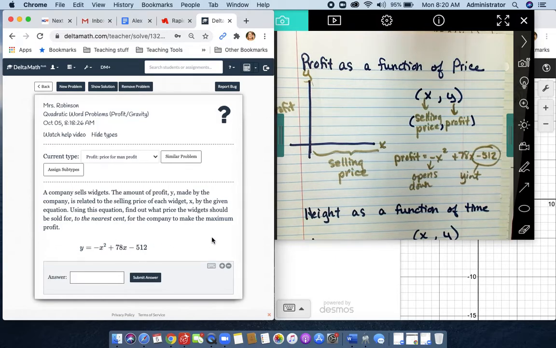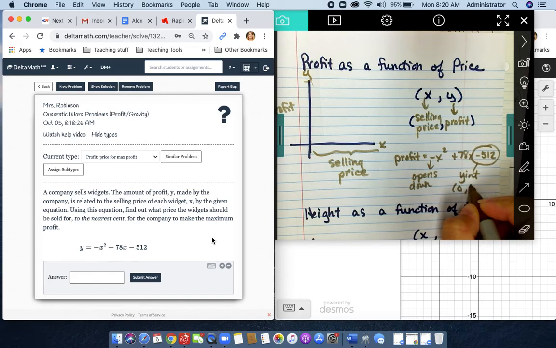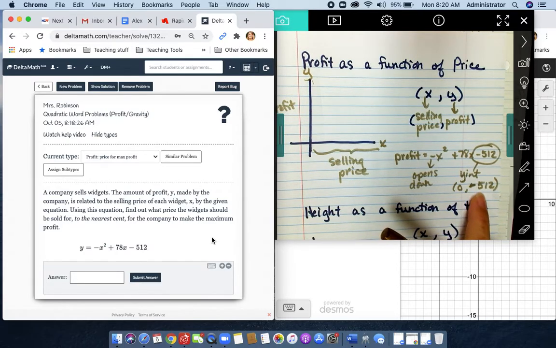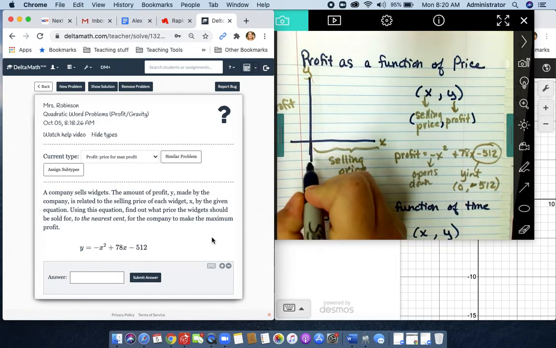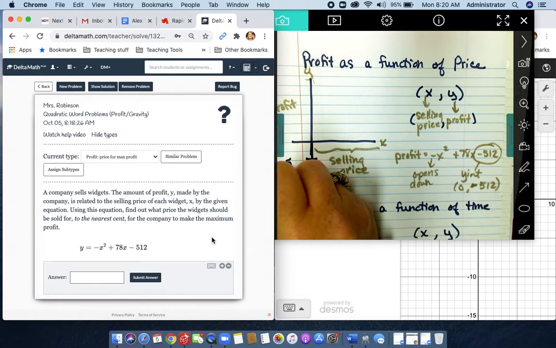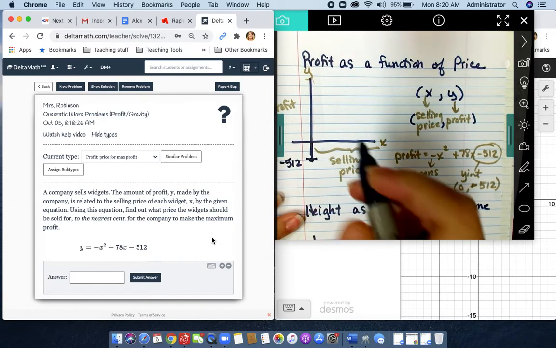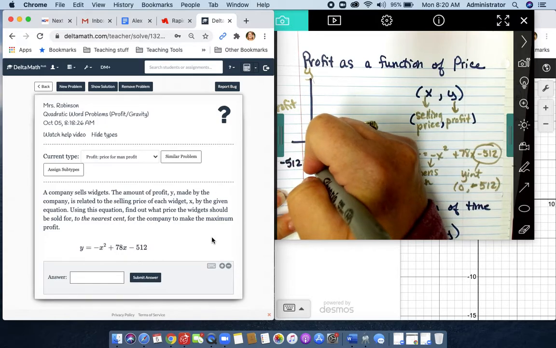Okay, so what that means is if you think about the point y-intercept 0, negative 512, it means if they do not sell any widgets, they will be in the hole $512. Okay, $512 if they sell nothing. So you got to remember, a business has to incur some type of expense before they can make money. So negative 512 we know is our y-intercept, and I know the parabola is going to go up and come back down.